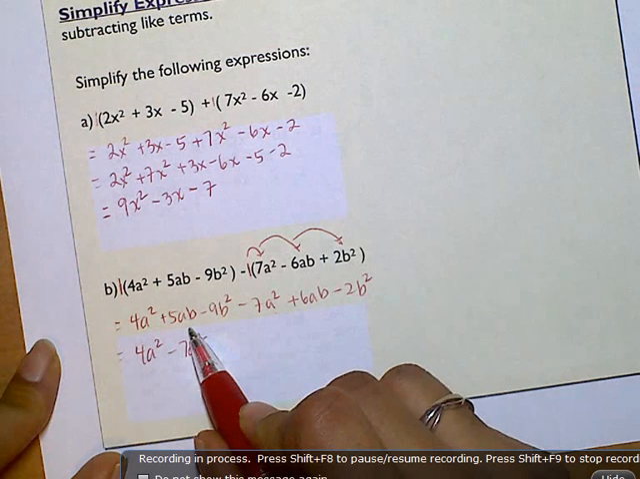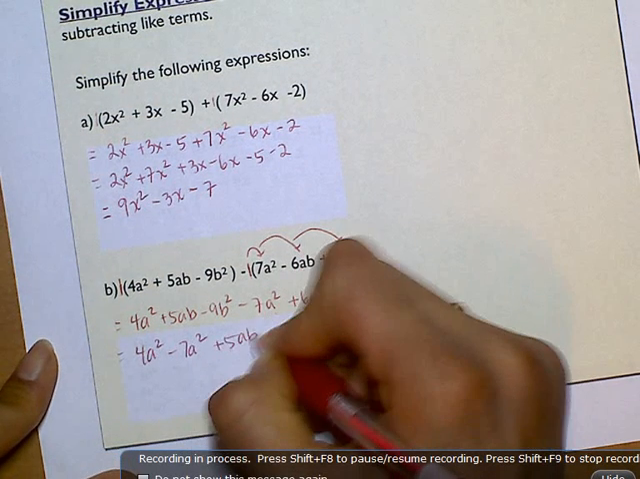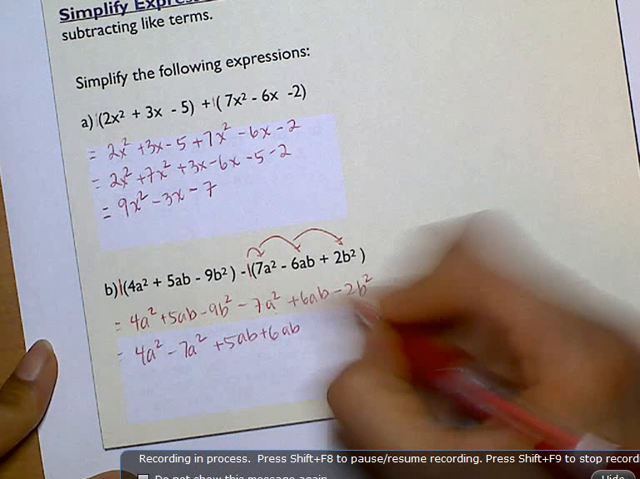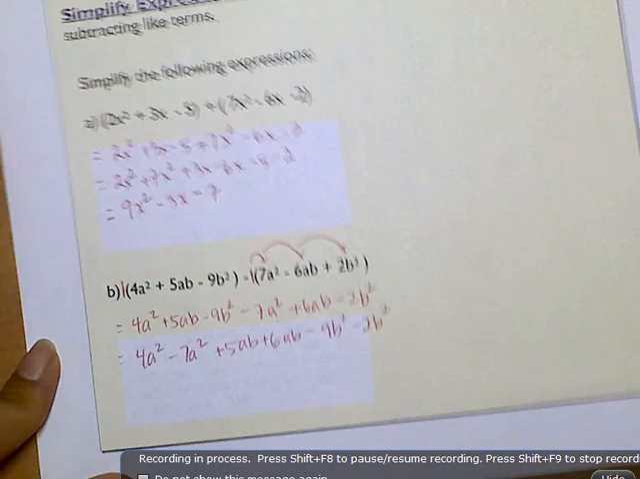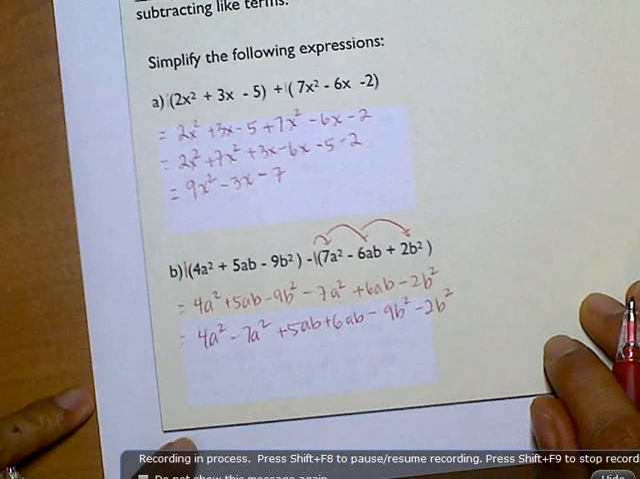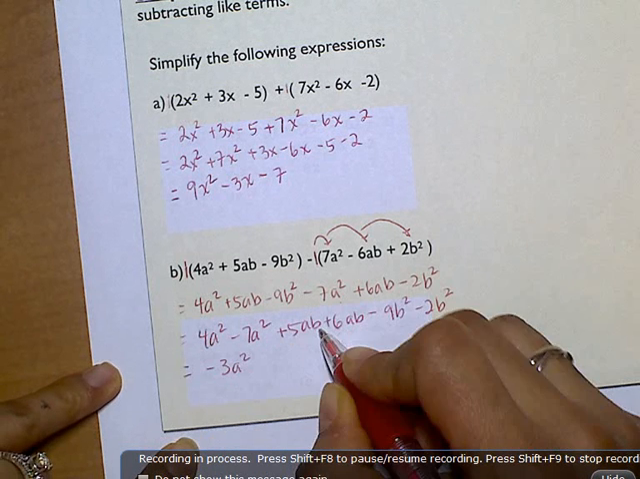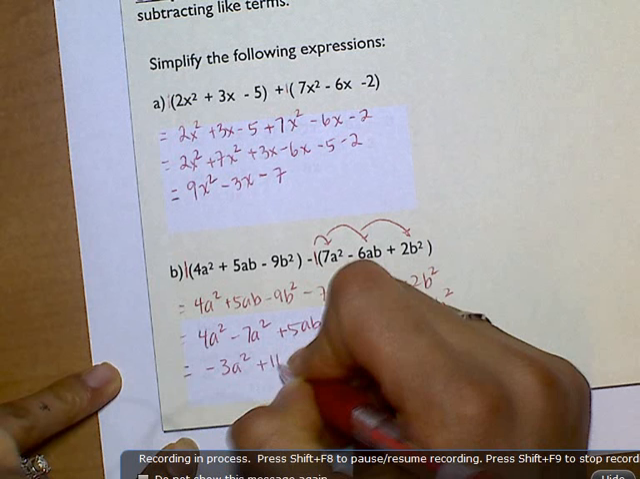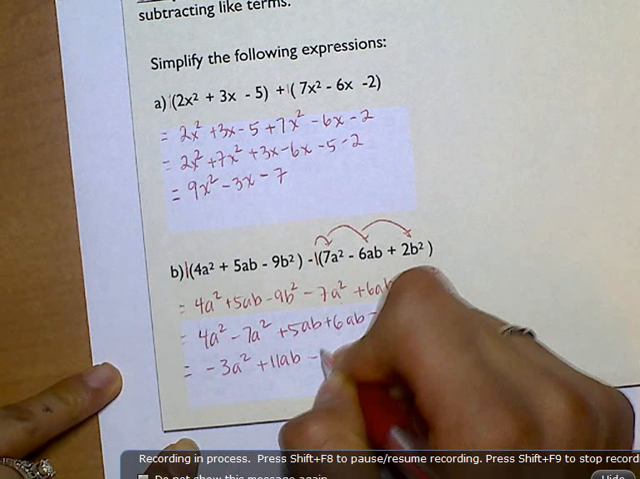Alright, let's collect our like terms. 4a squared minus 7a squared is a negative 3a squared. 5ab plus 6ab is 11ab. And then negative 9 minus 2 is a negative 11b squared. And that is my final answer because the terms that remain are not like terms, so I cannot collect them or simplify them any further. Alright, great. So now we're going to move on to some exponent laws.